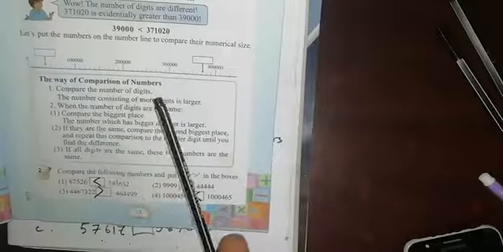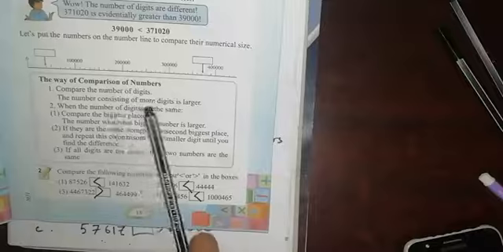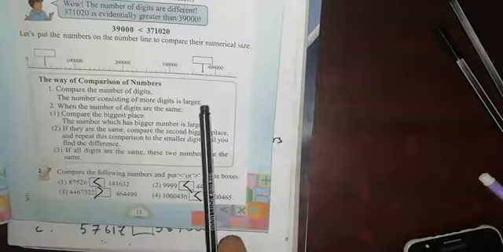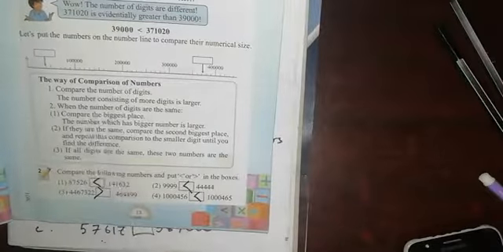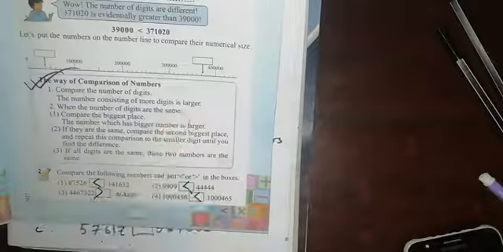Compare the number of digits. The number consisting of more digits is larger. It is the first point for you, so you have to memorize this point also. Compare the number of digits. That means the number which consists of more digits is larger.